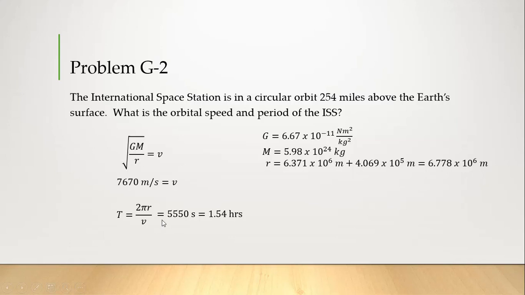If we figure out what its orbital period is, I can do 2πr, which I now know, divided by speed, and I find that it's 5,550 seconds, which ends up being a little more than 1.5 hours. I can tell you the orbital period of something at the orbit of the International Space Station happens to be about 93 minutes, which works out to about 1.54 hours.